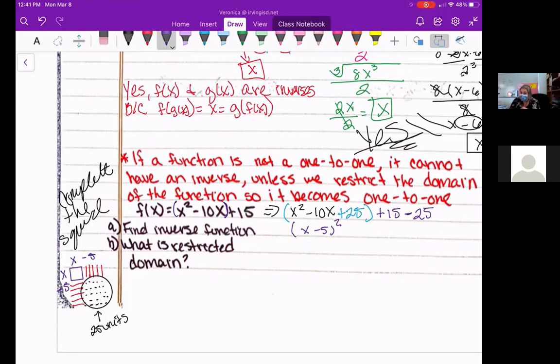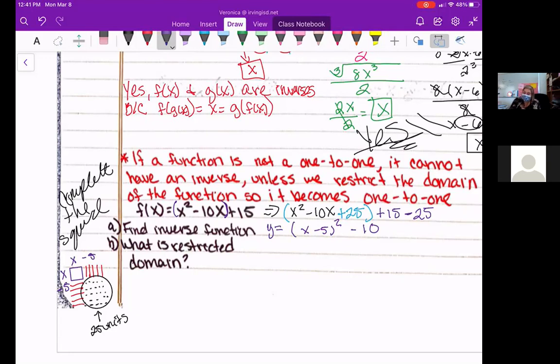Then 15 minus 25 is negative 10. So we now have y equals the quantity of x minus 5 squared minus 10. Do you see how converting it into vertex form makes it a lot easier for us to find its inverse now? Because now I don't have an x squared and an x. I now have a y and an x.